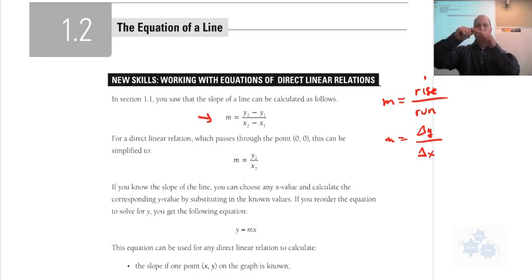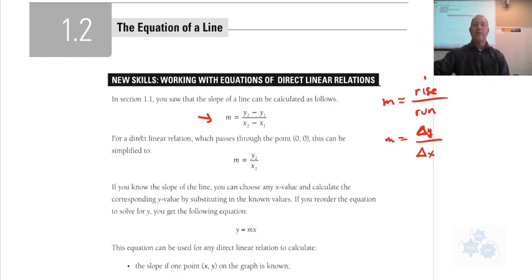So the rise would be the change in the y values, so this y value minus this y value is the change. And then this x value minus this x value would be the run, or the delta x. And this triangle here is the Greek letter delta, meaning change in math and science. I don't know if you ever wondered why I write the little triangle there, but that means change. Changing. So that's delta, and it means change.